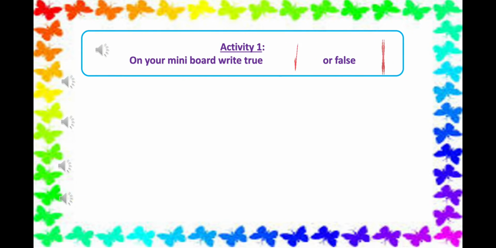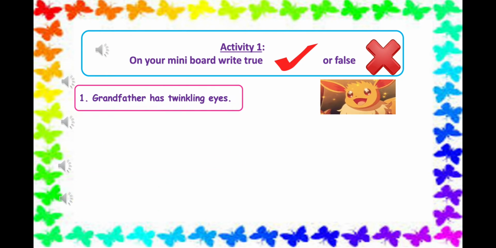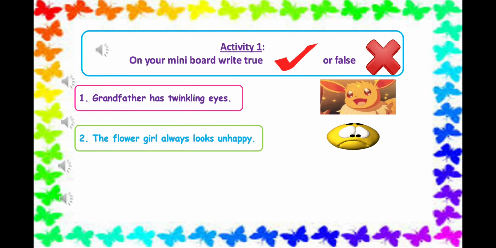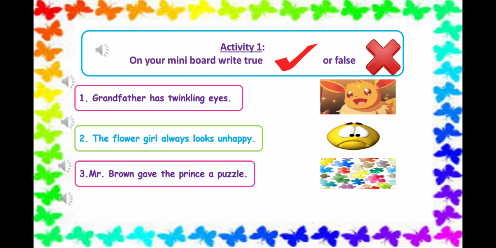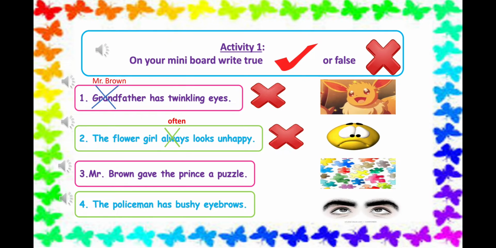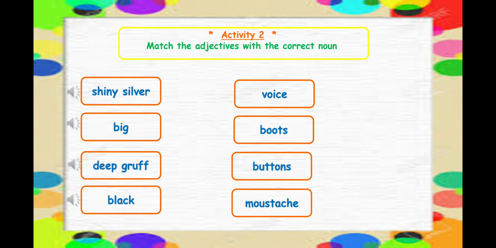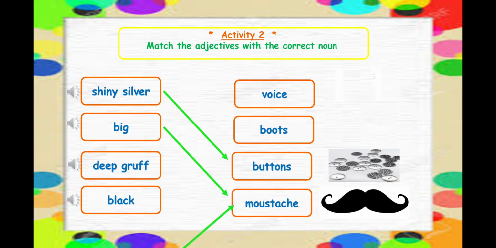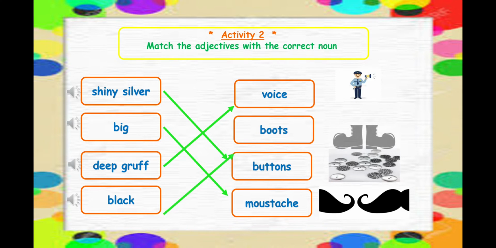On your mini board, write true or false. Grandfather has twinkling eyes. The flower girl always looks unhappy. Mr. Brown gave the prince a puzzle. The policeman has bushy eyebrows. Shiny silver buttons. Big mustache. Deep gruff voice. Black boots.